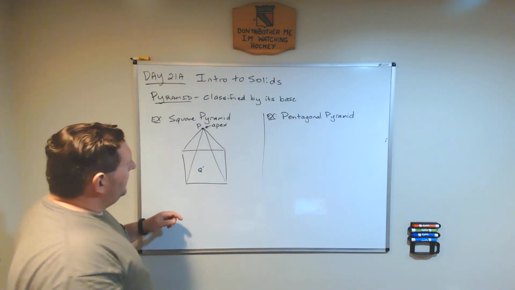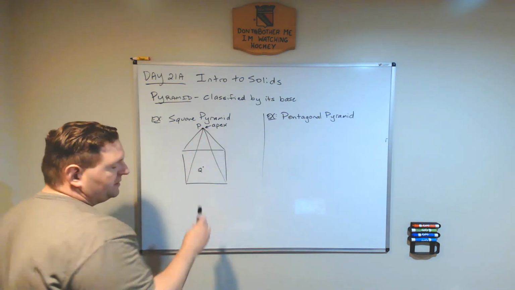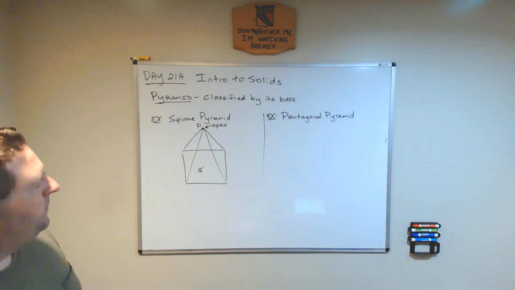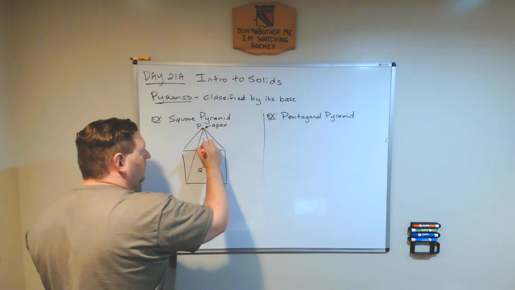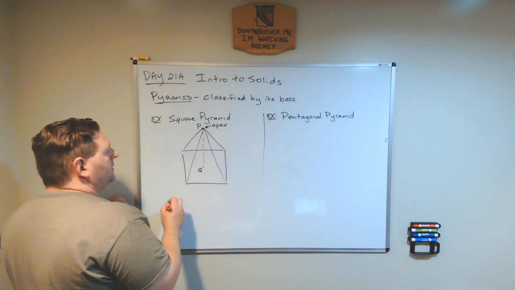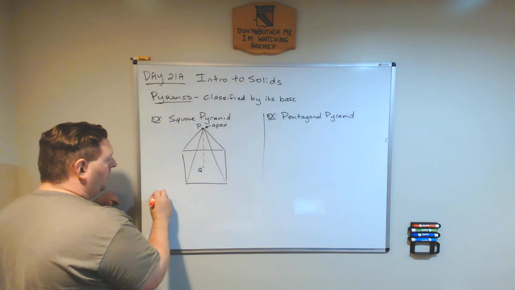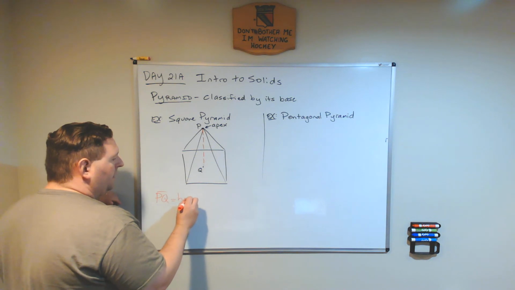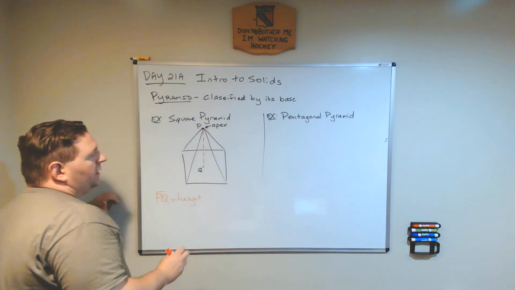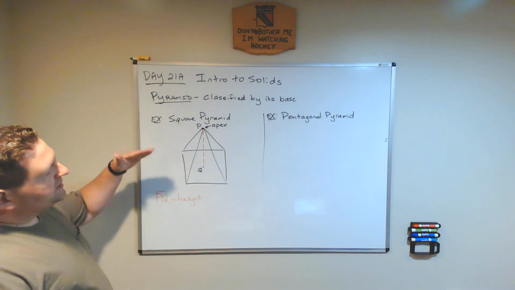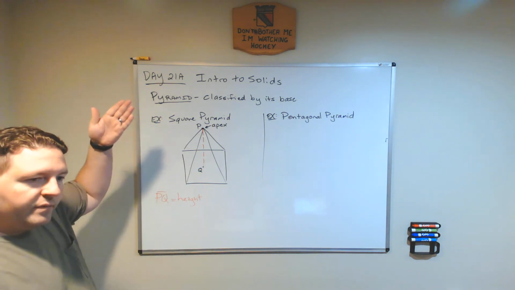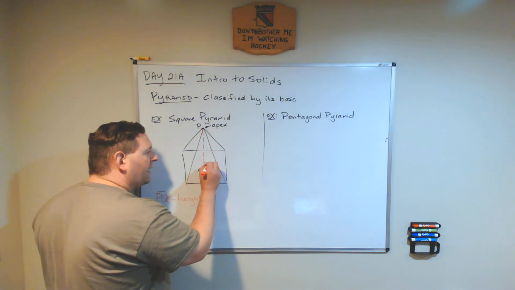So if I go from P to Q, that's the height. I'm just going to draw that in here. So PQ is the height. Now the height is perpendicular to the base, so you can put a little right angle box in here.